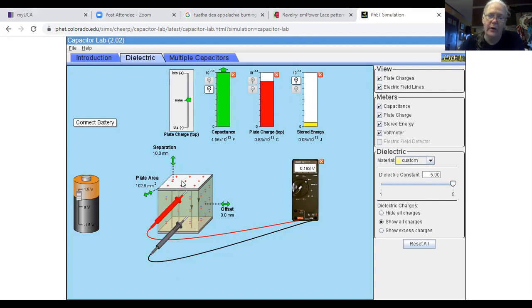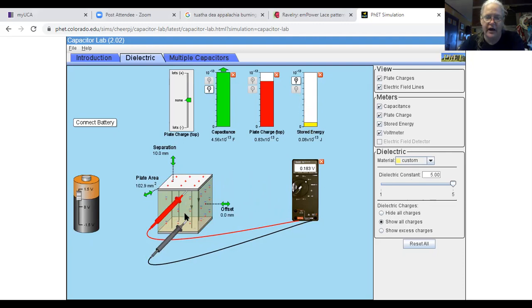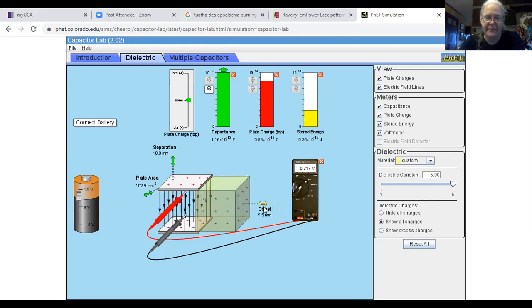So you have to know if you have a constant voltage by being hooked up to a battery, or a constant charge by being disconnected from the battery and the charges are stuck. I can change the value of my dielectric if I want to over here, that's allowed. But what it does is it allows me to put this in there and see how there's weaker electric field lines in here for the same amount of charge.